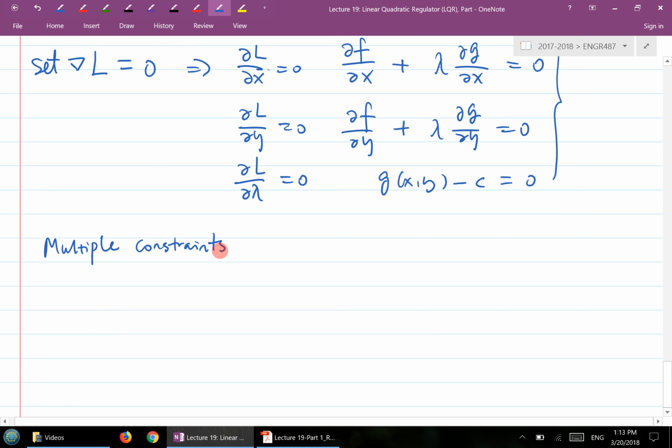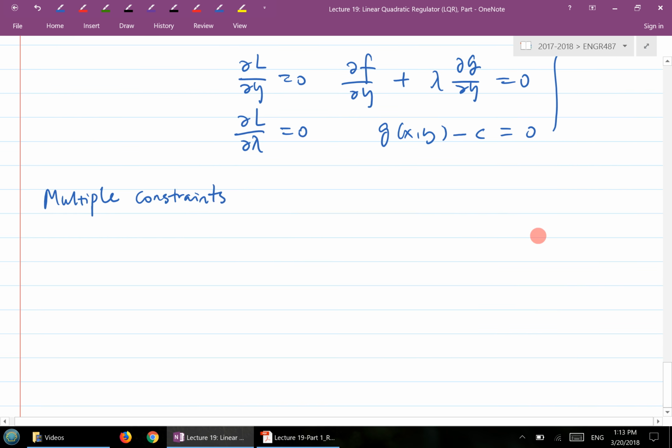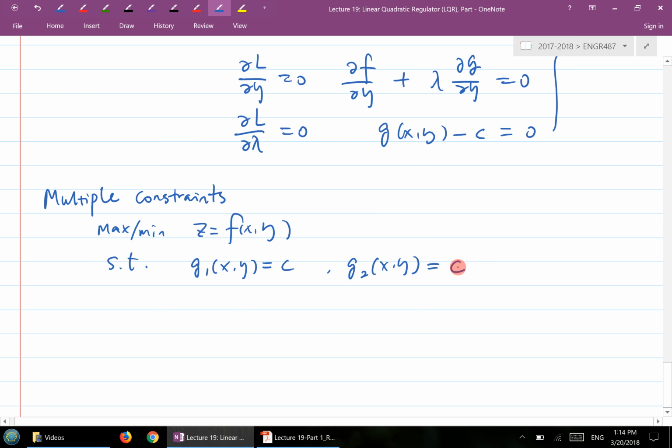Suppose that we have multiple constraints. If I have multiple constraints, I'll write down the situation here. We want to maximize or minimize, and I'm still going to use this function here, subject to the first constraint, the second constraint.